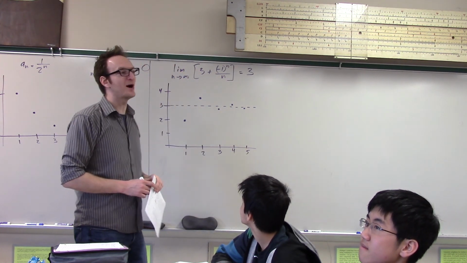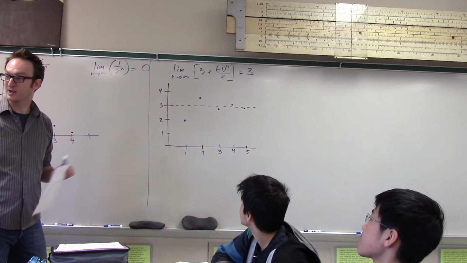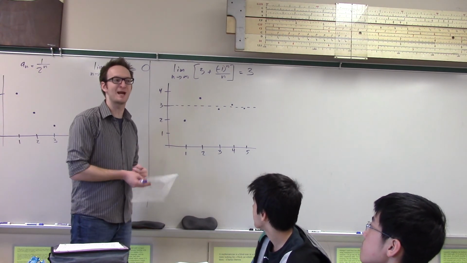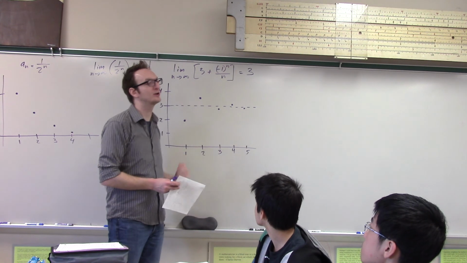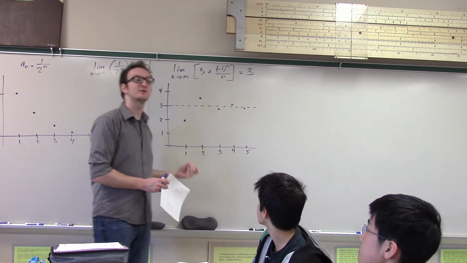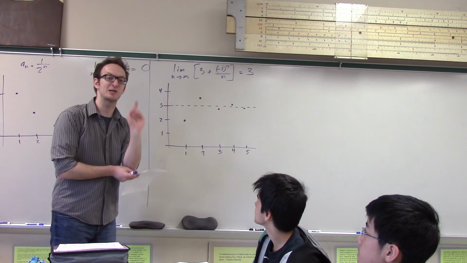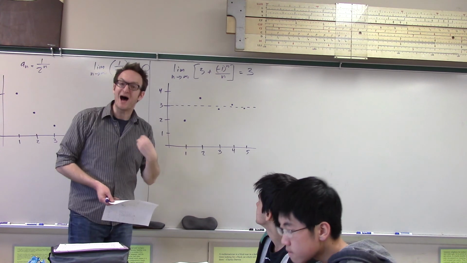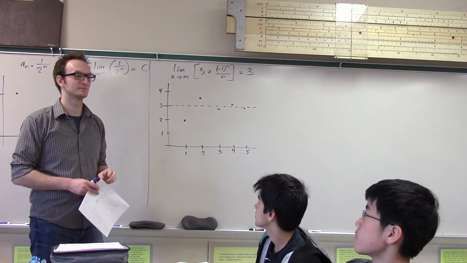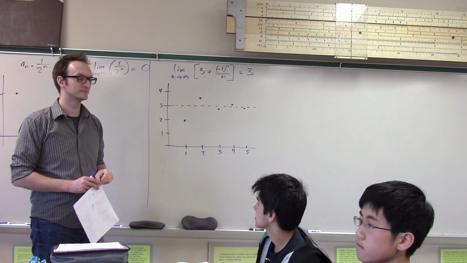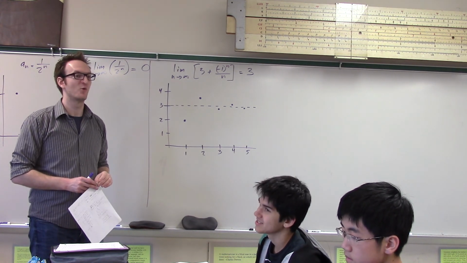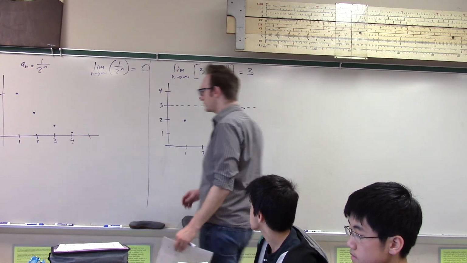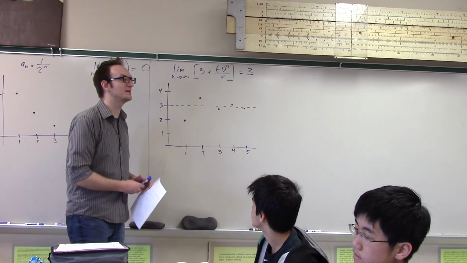So suppose Annabart picks 1/10. She challenges me with 1/10. To quickly recap the conversation, I say the terms are getting closer and closer to 3. She says, how close? I say, as close as you want. She says 1/10. So if she says 1/10, she is challenging me to get within 1/10. What do I have to do to meet that challenge?